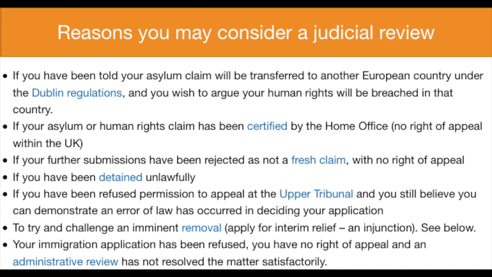You might have heard of people applying for a judicial review if they're facing removal or deportation from the UK. They might be seeking an emergency response, which is called an injunction, and we will talk about that very briefly in this video. There's a few other circumstances as well, but they're really infrequent. If you've been detained unlawfully and you're seeking damages, compensation for that, that's also a judicial review.